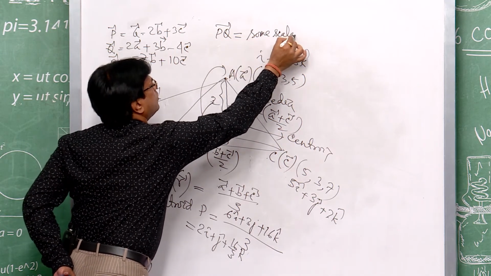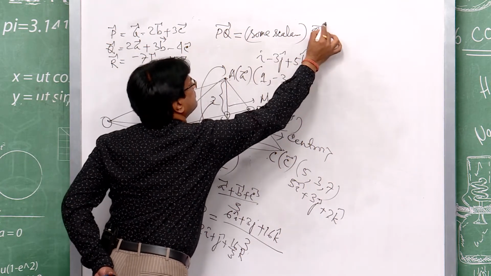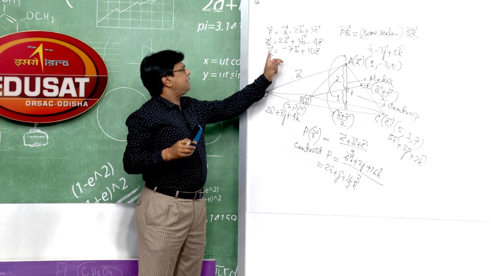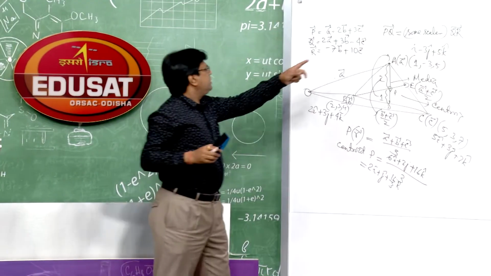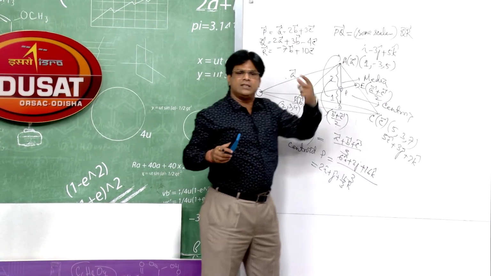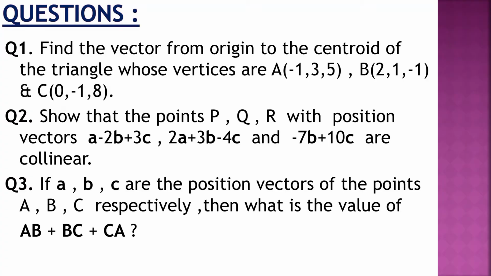into QR vector. You can easily find out the QR vector by subtracting the position vector of R minus the position vector of Q. So, if PQ can be expressed as some scalar multiple of QR, then we can say PQR are collinear.